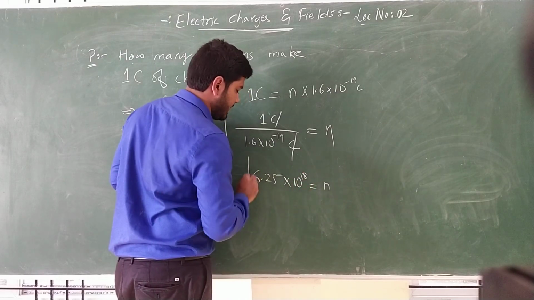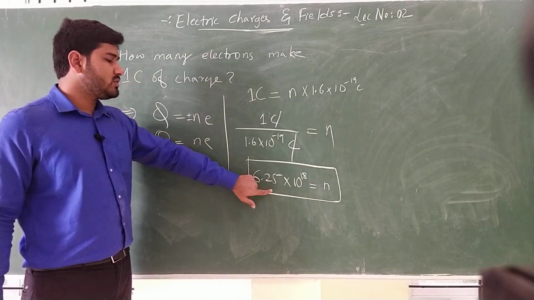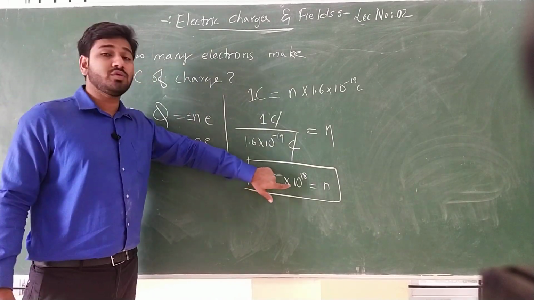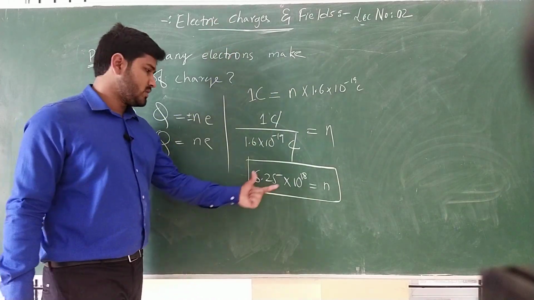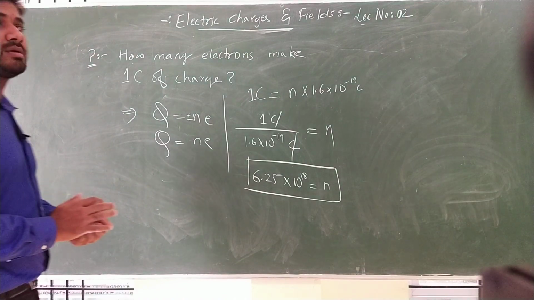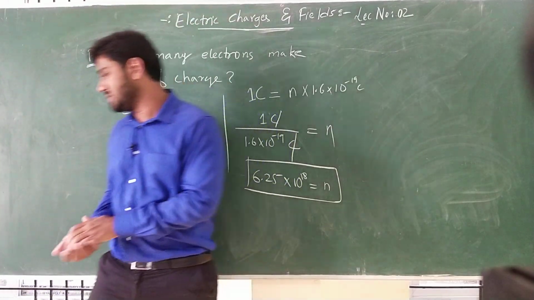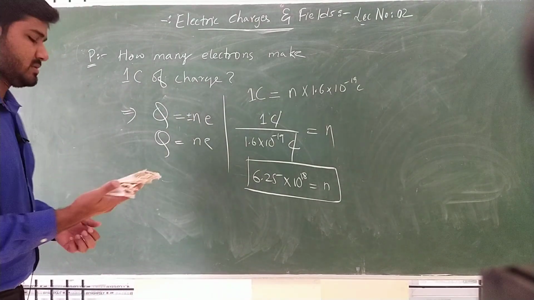So to get 1 coulomb of charge, you need 6.25 into 10 raised to 18 electrons. Okay, so this is the class today. In the next class we will see some different concepts, methods of charging. One more small thing I will tell.